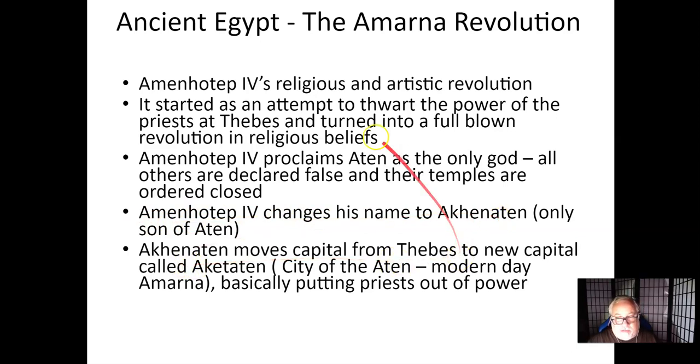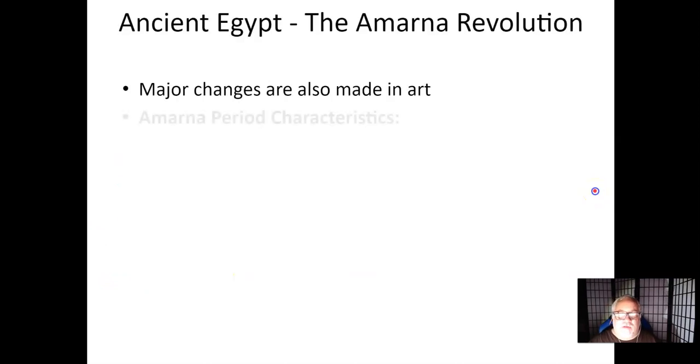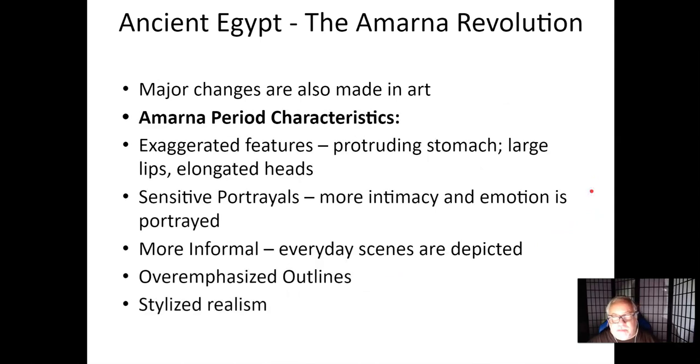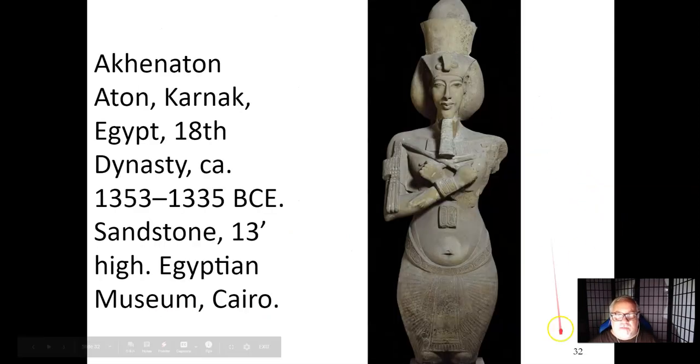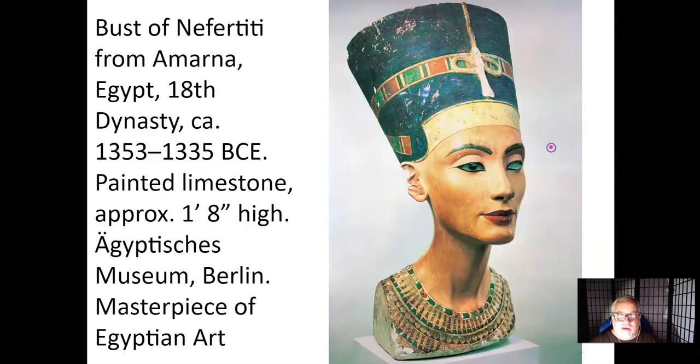He moves the capital out of Thebes to a new capital, which he calls Akhetaten, the city of God, basically, and basically puts all the priests out of power. In that small period, you have a little bit of break from the Egyptian tradition of art because it doesn't matter if you make the artwork right anymore. Grandpa still goes to heaven as long as he believes in God, or Aten in this case. So you have much more informal scenes, but it still looks Egyptian. You're not going to be confused, right? This is still Egyptian. But you'll notice the features are exaggerated. The masterpiece of Egyptian art, here you go, is the bust of Nefertiti, which comes from that period.